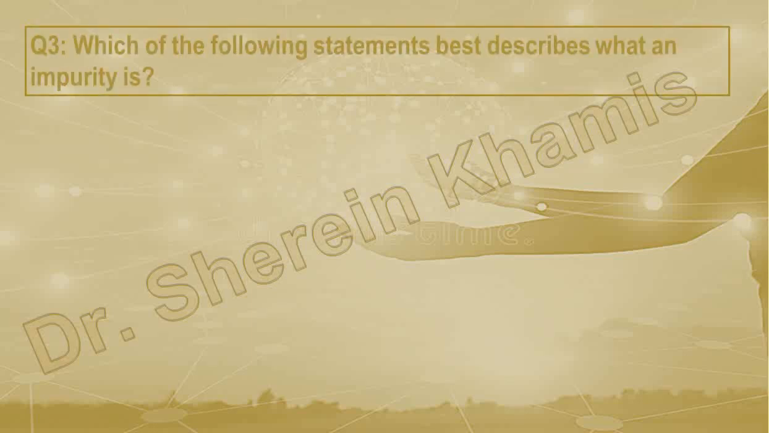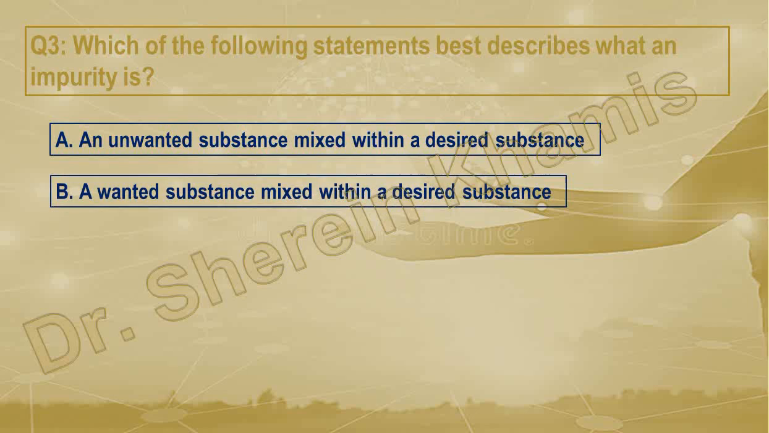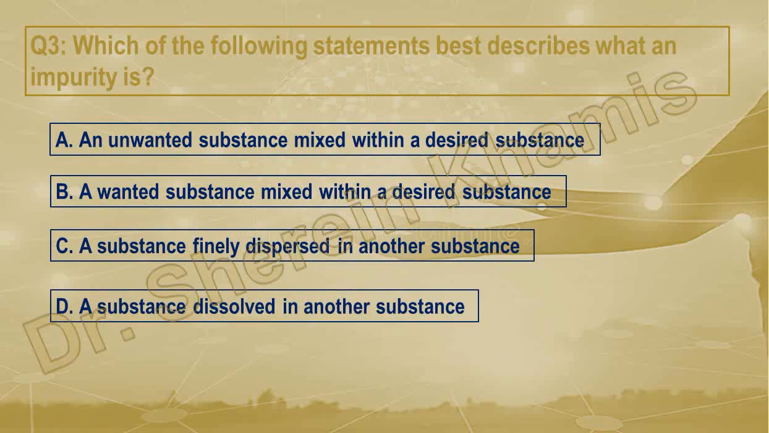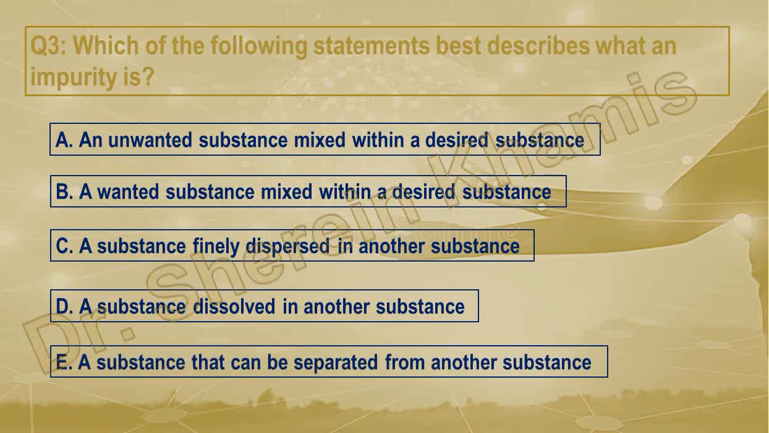Okay, question number 3 says: which of the following statements best describes what an impurity is? A, an impurity means an unwanted substance mixed within a desired substance. Another one, a wanted substance mixed within a desired substance. Another one, a substance finely dispersed in another substance. We have D, a substance dissolved in another substance. And the last one, a substance that can be separated from another substance.